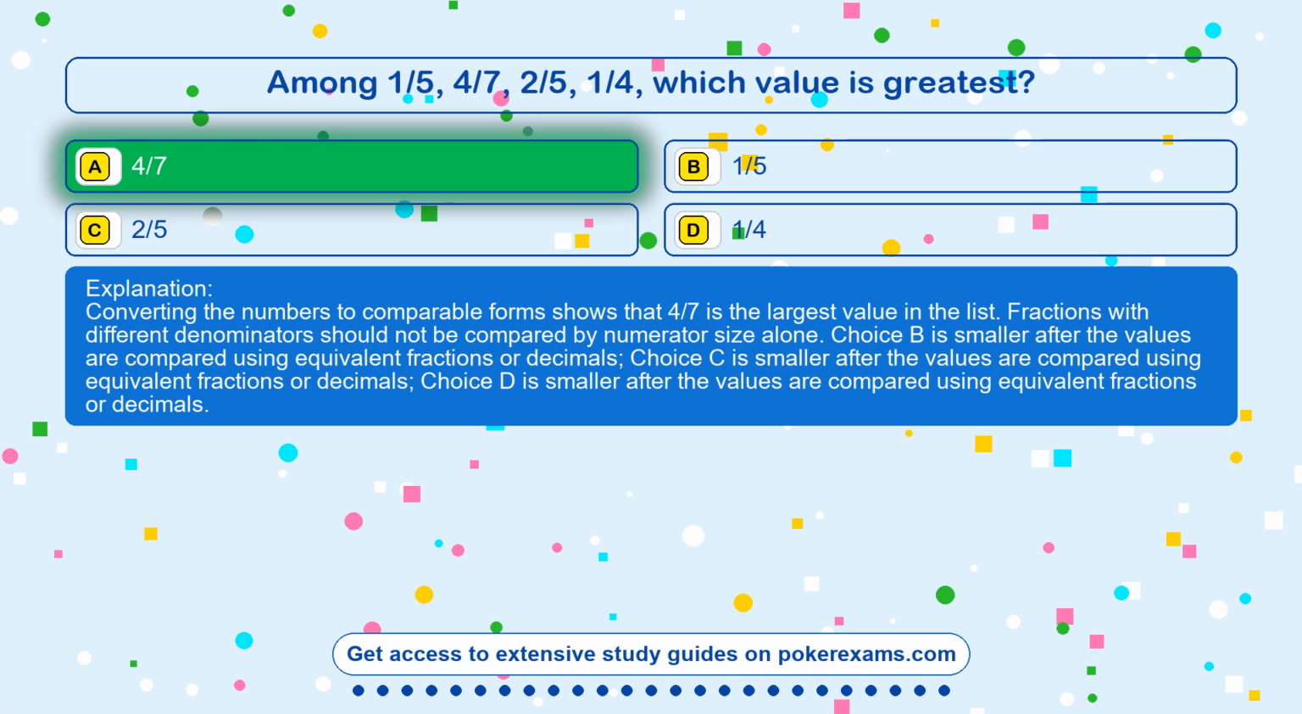Fractions with different denominators should not be compared by numerator size alone. Choice B is smaller after the values are compared using equivalent fractions or decimals, Choice C is smaller after the values are compared using equivalent fractions or decimals, Choice D is smaller after the values are compared using equivalent fractions or decimals.